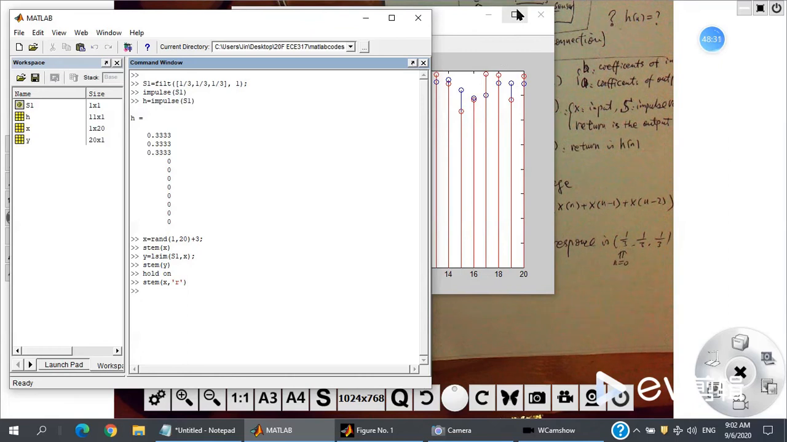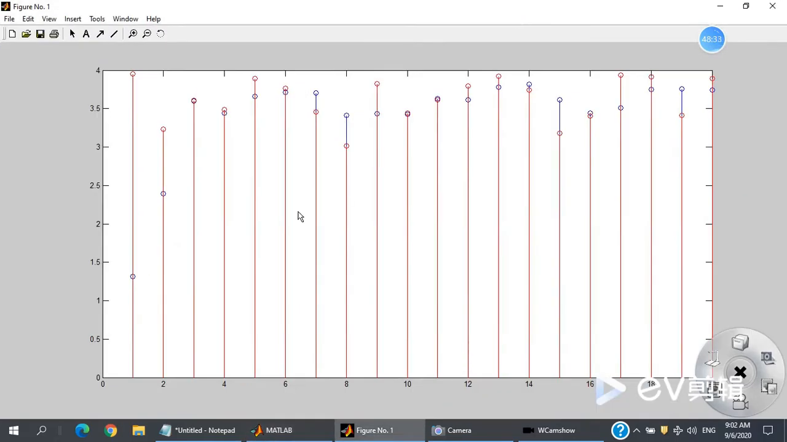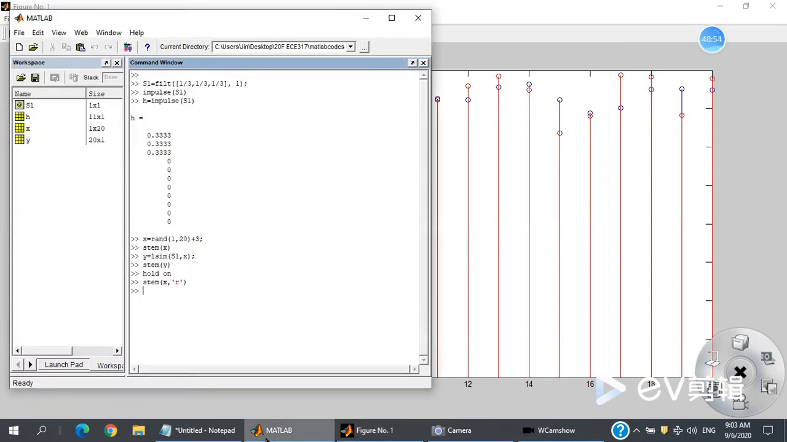All right, you can see the red one is the input x, and the blue one the output y. In some places they have the same point, in most cases they're different, right? Yeah. So this way, for any input, you can find the output. You know the equation, then you can put the value in, then you can have it.